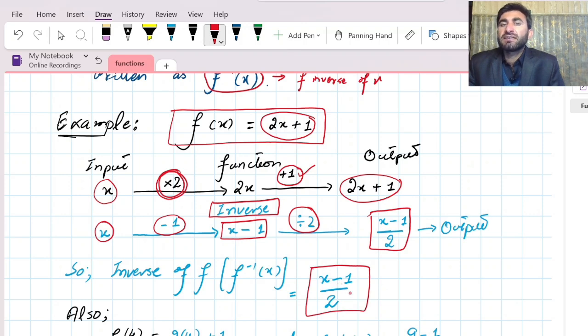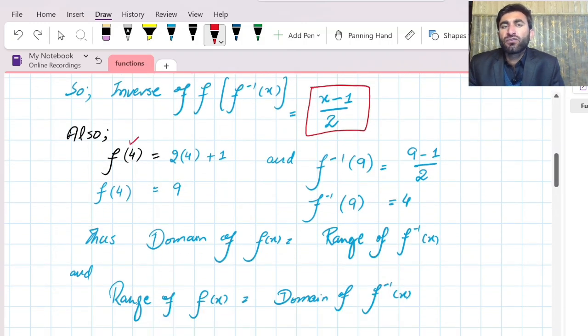That was just an understanding of the inverse of a function. Later we will discuss a better method to find the inverse of a function for all kinds of functions. Now let's understand another point. If I take 4 as input for the function f of x, the same function defined by 2x plus 1, and put 4 in it, I get 9 as its output.